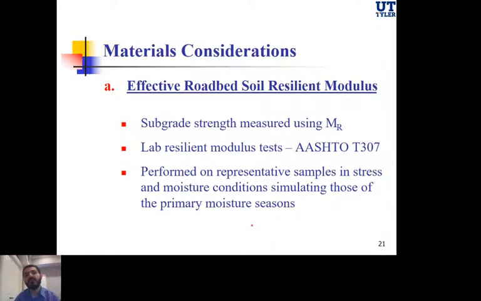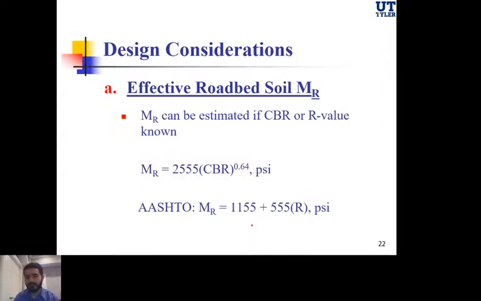So let's start with the first material consideration, the effective roadbed soil resilient modulus. What does this mean? The subgrade strength is typically measured by the resilient modulus, which is a lab resilient modulus test. It has an AASHTO standard T307. Look it up if you'd like more information. But it's actually a test that's performed on representative samples in stress and moisture conditions that simulate those of the primary moisture season that we see in the field. So trying to simulate what's going on in the field.